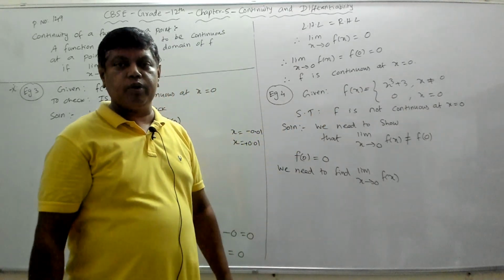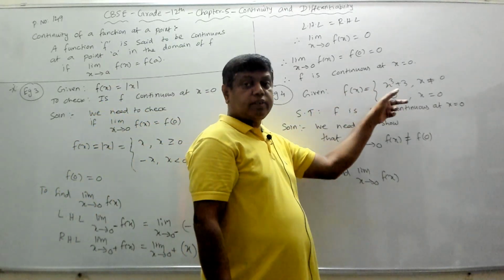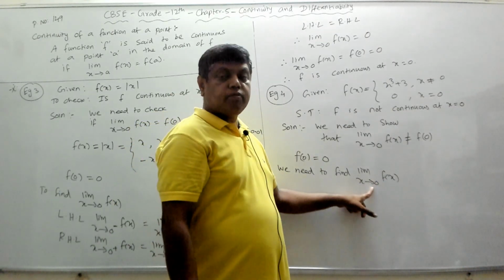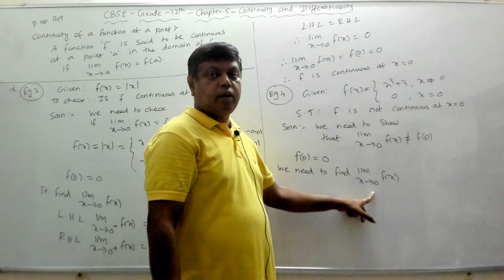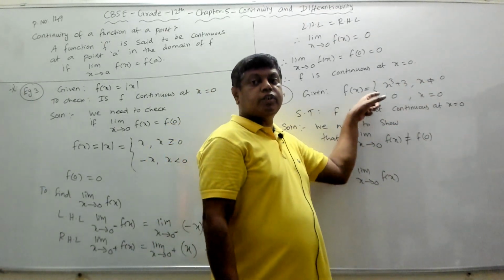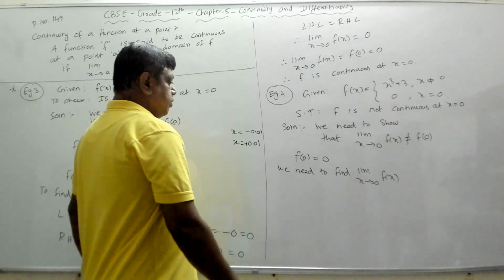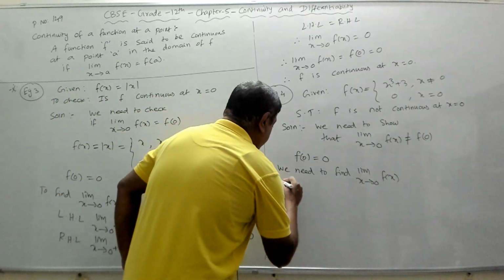f of x has two different definitions based on the value of x near the point. At the point x equal to 0 only, where we are trying to find the limit, the value of the function changes. Then we must go for the left hand limit and the right hand limit. So let's go to LHL, left hand limit.